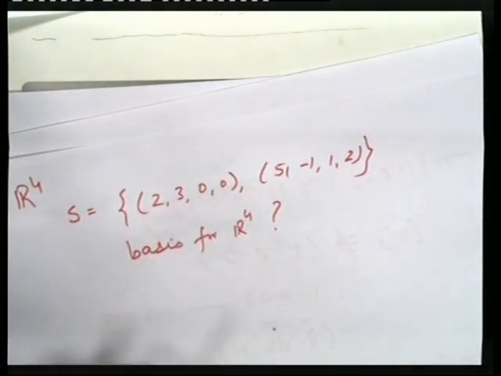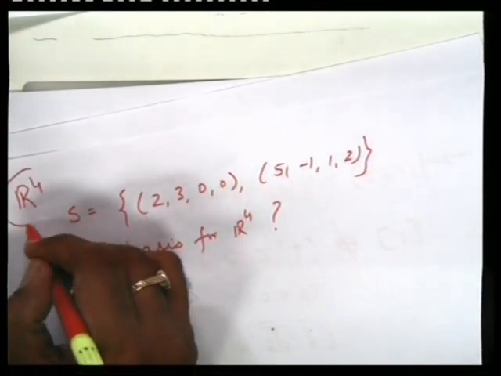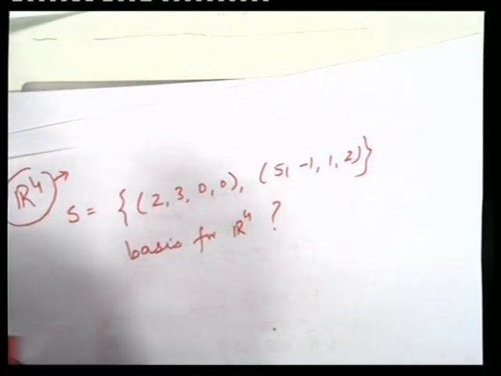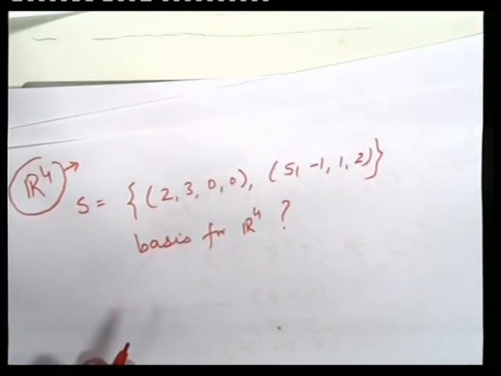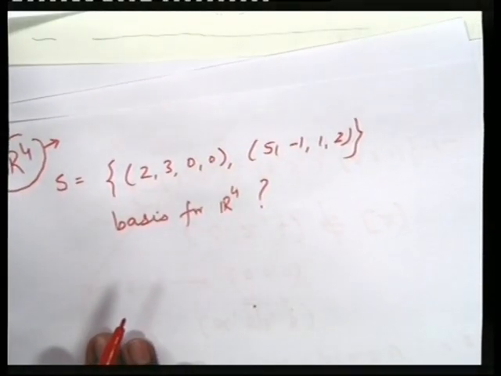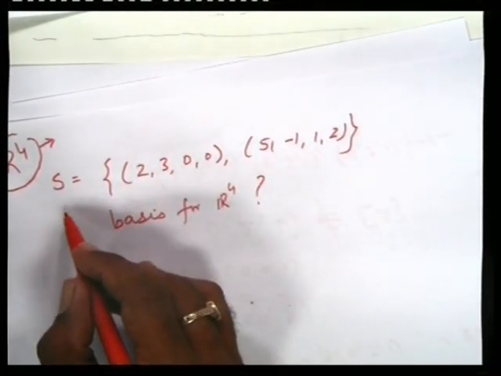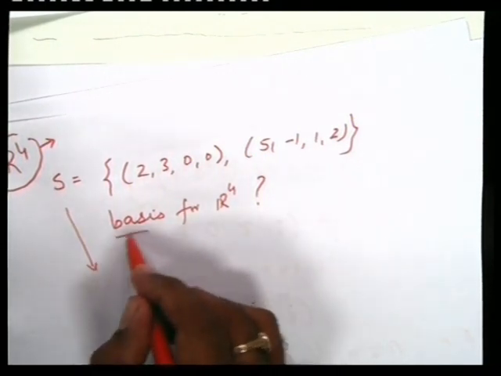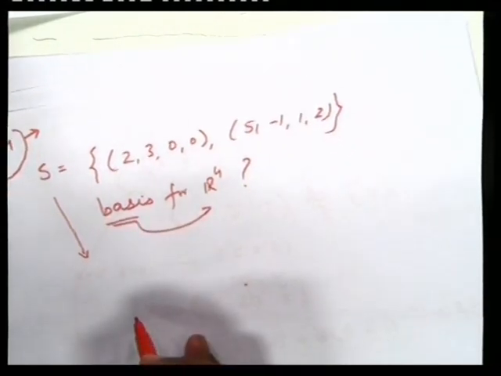Definitely we know that the dimension of R4 is equal to 4. That's a known, standard thing. So definitely in a basis of R4 there must be 4 vectors. Here 2 vectors are given. So how can we expand this S up to a basis for R4?